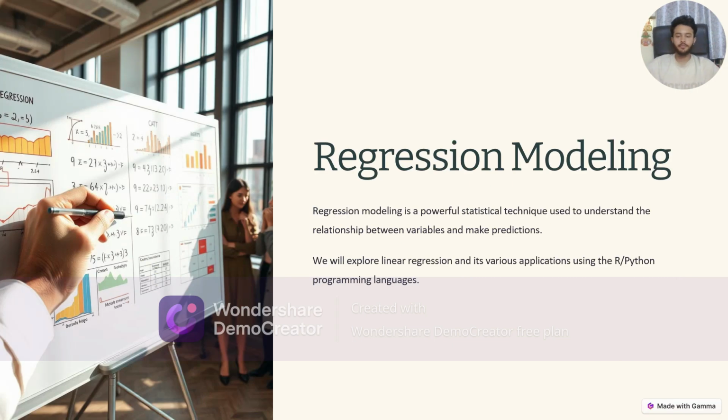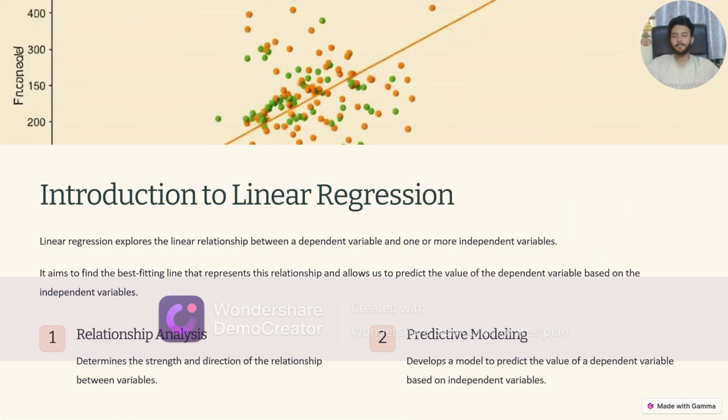Regression modeling. Regression modeling is a powerful statistical technique used to understand the relationship between variables and make predictions. We will explore linear regression and its various applications using the R and Python programming languages.